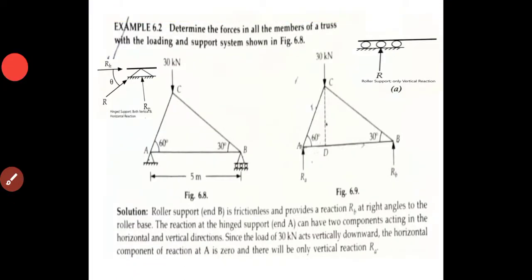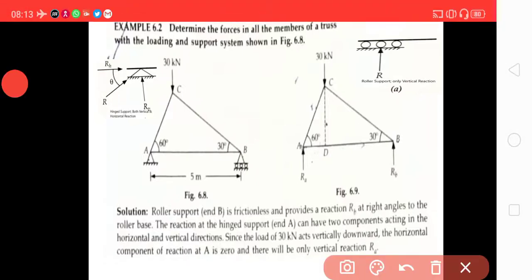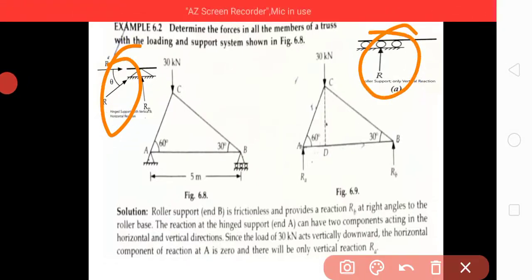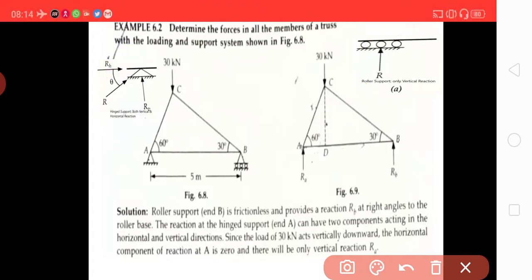Now, let us use the method of joints to analyze this truss system. Simple triangular truss having one angle 60 degree, other is 30 degree. The span AB is 5 meter. First of all, I have shown here these two extra figures to depict the hinge joint and roller joint. Here, consider this figure and analyze the dimensions.